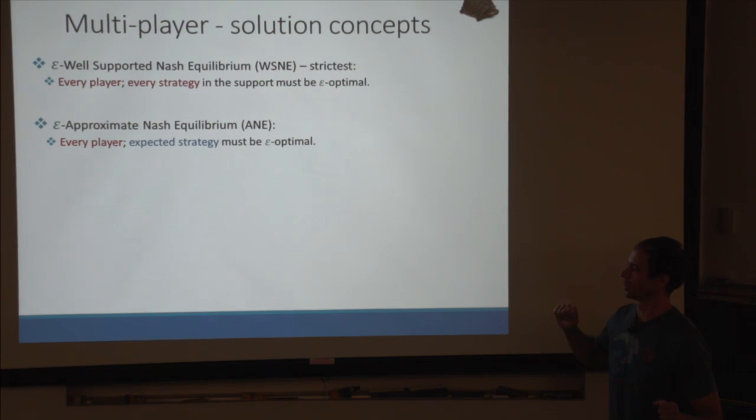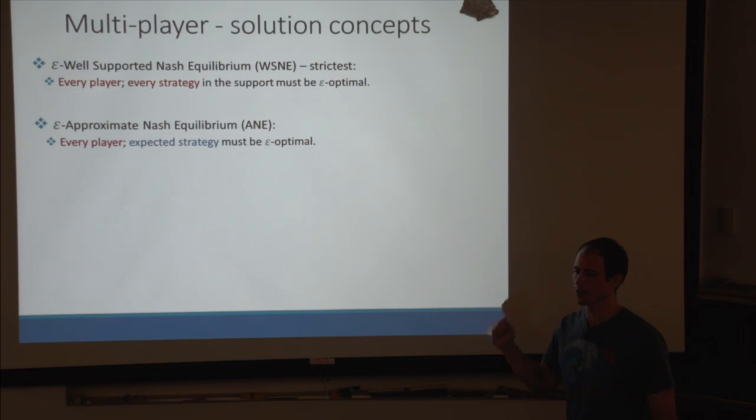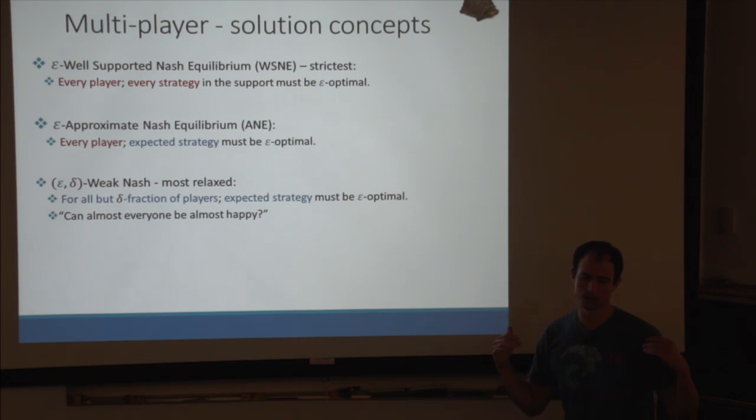Okay, so you can talk about epsilon Nash. There's a slight issue with epsilon well supported. You can ignore it for now, but just remember that epsilon Nash means that every player is playing epsilon optimally given what everyone else is playing. And we have this more relaxed notion that I also mentioned yesterday, epsilon delta Nash, where only a 1 minus delta fraction of the players are playing epsilon optimally.